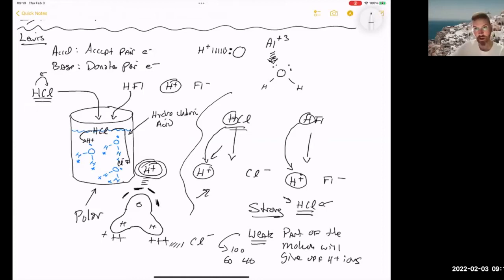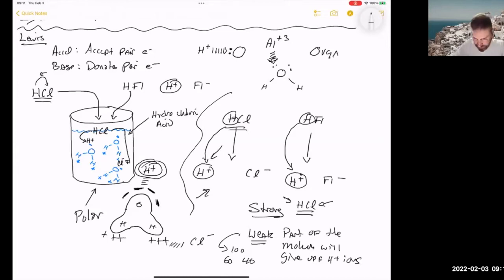In both cases, they're giving off hydrogen ions, but it is the percentage, right? A strong acid, like hydrochloric acid or hydrofluoric acid, 100% of the time, every molecule will give off a hydrogen ion. Whereas with weak acids, only a certain number of those molecules will give off a hydrogen ion. And we will dive into that concept a little later on when we talk about organic acids. So far, we've only talked about inorganic acids.